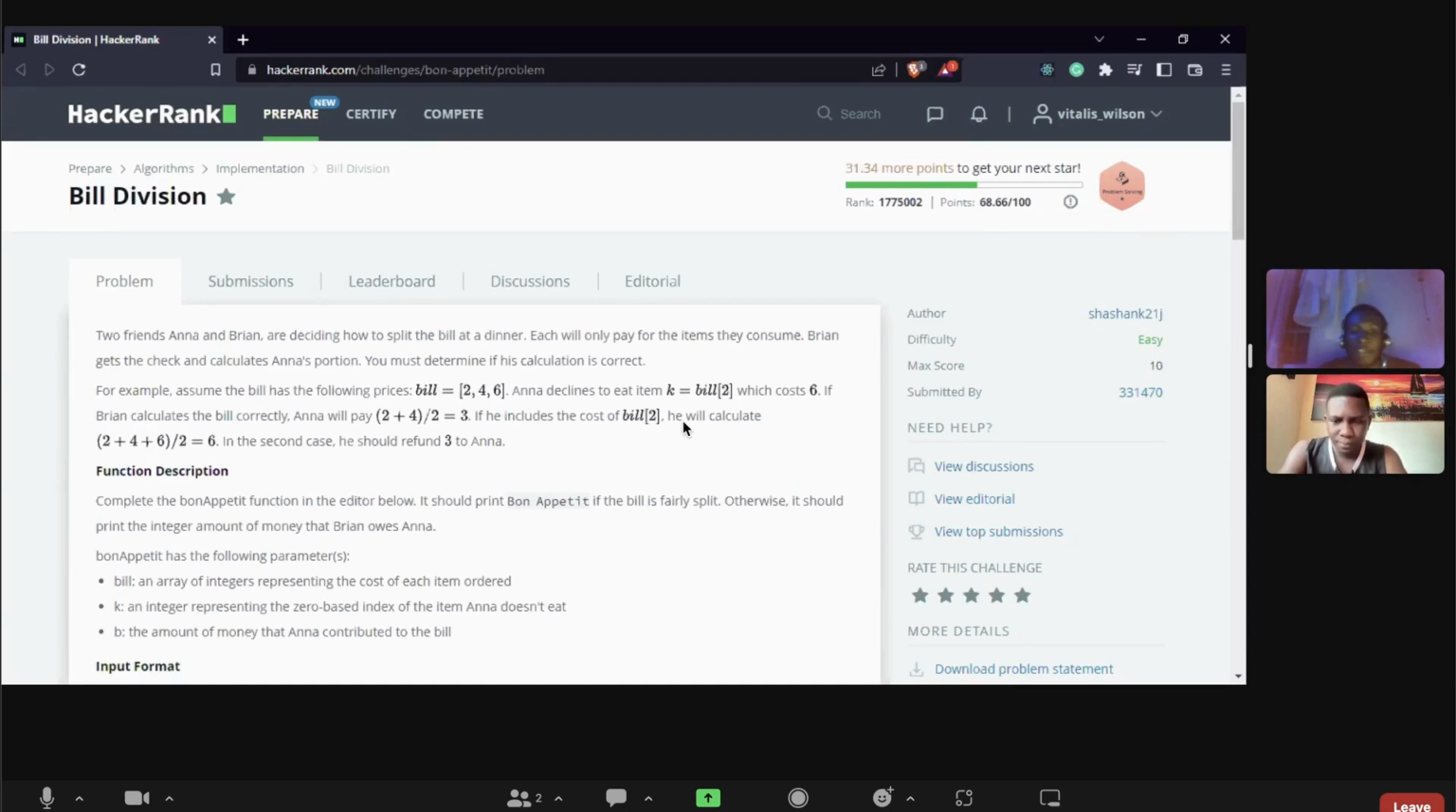So in a normal instance, that is 2 plus 4, which is 6, plus 6, 12, divided by 2, which is 6. In a normal instance, they're supposed to split 6 bob, 6 bob. But since Anna declines to pay the 6 bob, it means they have to split the first 2 items, but Brian will pay the total of the third one. So that is 2 plus 4 divided by 2. They split 3 bob and 3 bob, but Brian pays the 6 bob. So Brian will pay 9 bob and Anna will pay 3 bob.